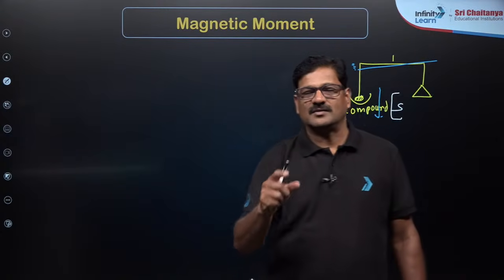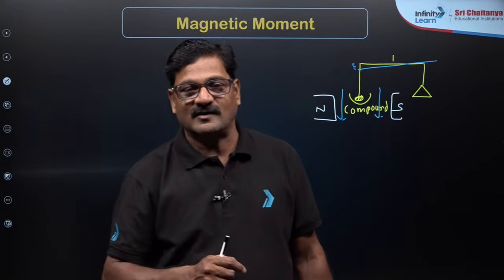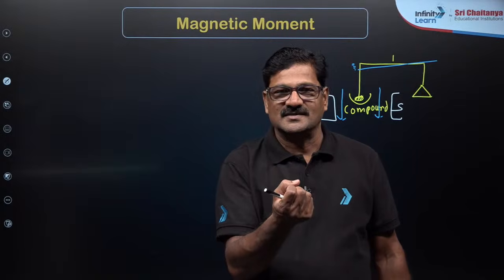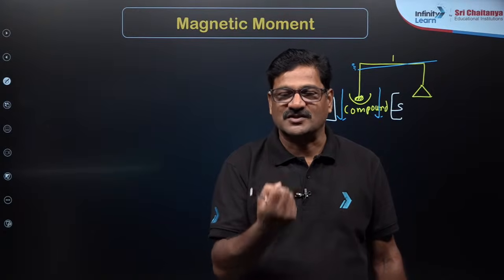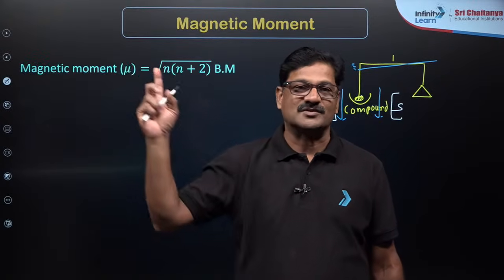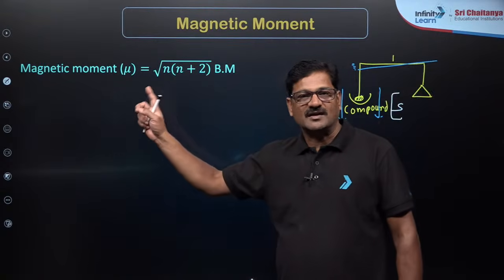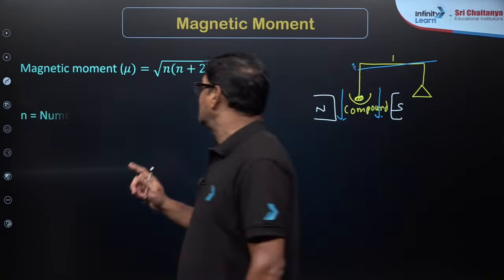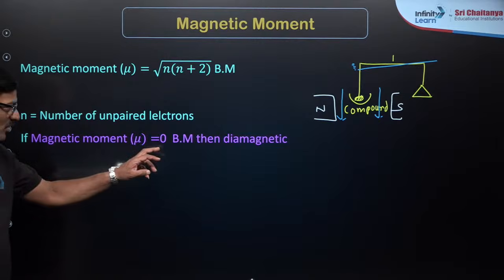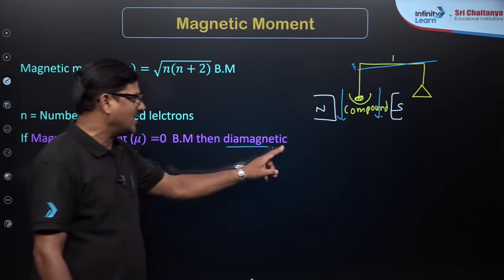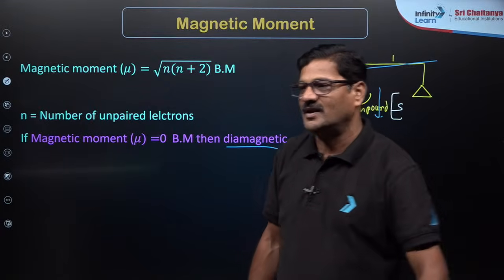If a compound in its molecular electronic configuration has unpaired electrons, it will be attracted. Such compounds are said to be magnetic, paramagnetic compounds. This can be explained on the basis of the magnetic moment. Mu is equal to root over n into n plus 2, where n is the number of unpaired electrons. If magnetic moment mu is equal to 0 Bohr magneton, it is said to be diamagnetic. Diamagnetic means it has no magnetic behavior.